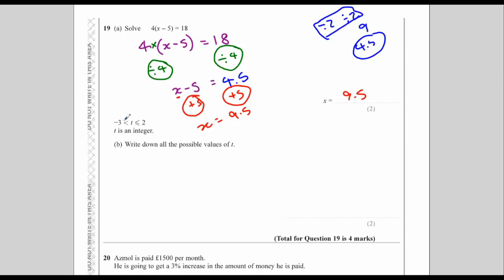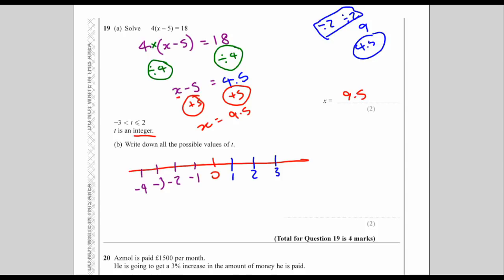Next question. Minus 3 is less than t, which is less than or equal to 2. T is an integer. An integer just means a whole number. So think of your number line. 0 in the middle. Going up, 1, 2, 3, etc. Like you've learnt to count your whole life. Going down, we're going backwards. Minus 1, minus 2, minus 3, minus 4.